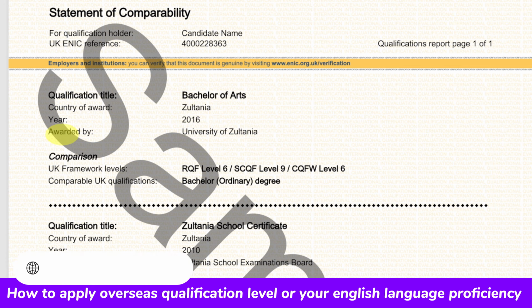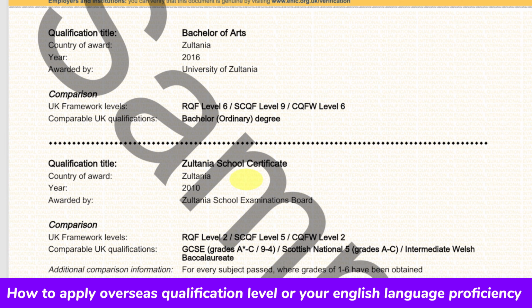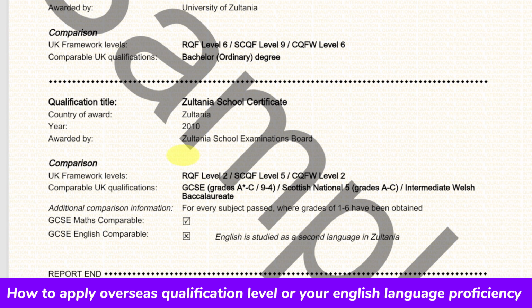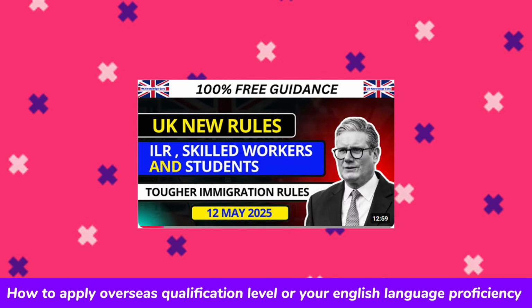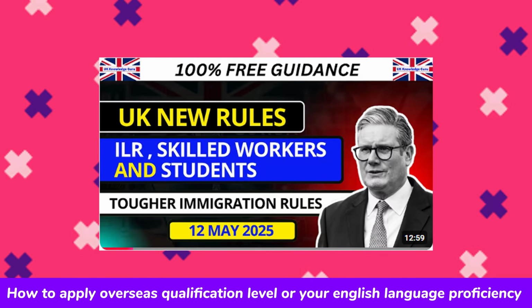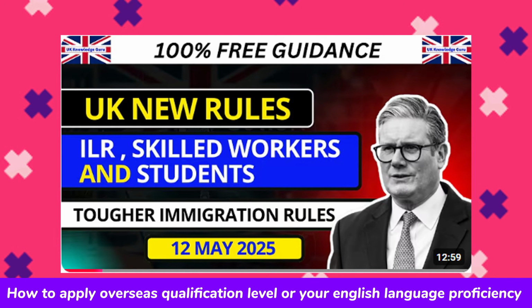Year 2016, awarded by University of Sultania. Comparison, UK framework levels. Now this is telling which framework level that is. Comparable UK qualification, bachelor's degree. So sometimes if you wanted to apply for skilled worker visa, you need this, especially when they are changing rules. Watch this video. In this video I have explained what are the new rules coming for the skilled worker visa.